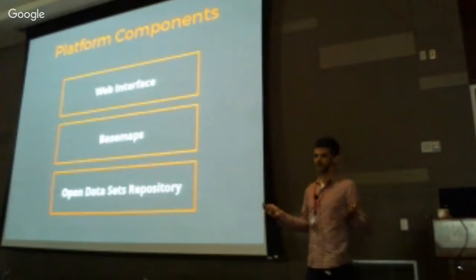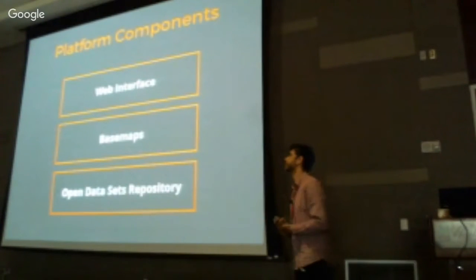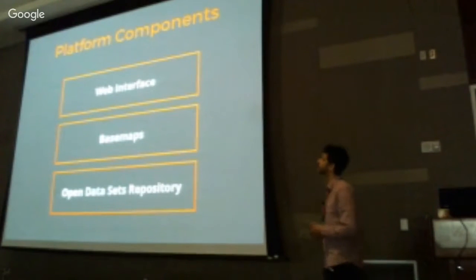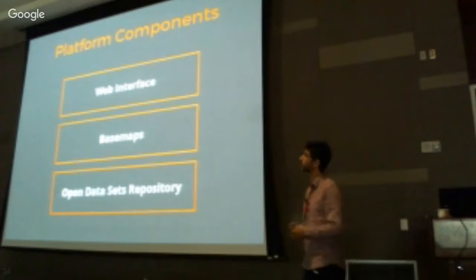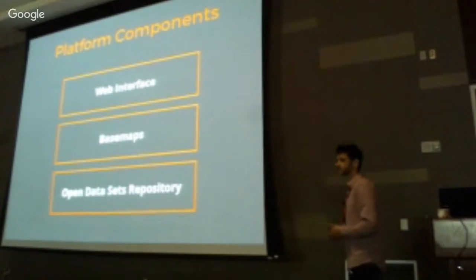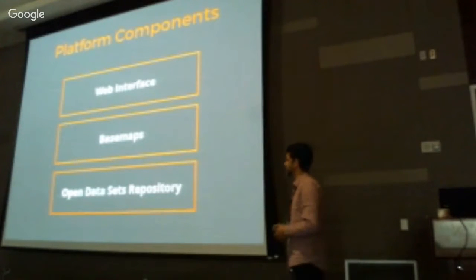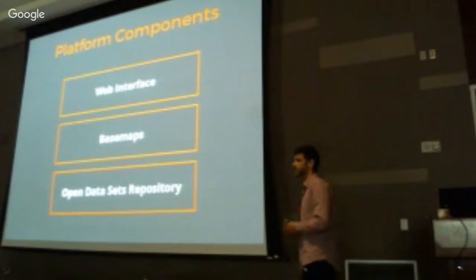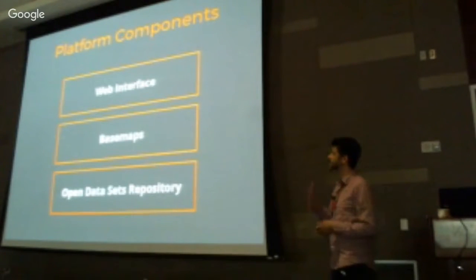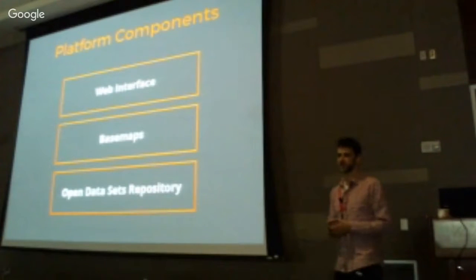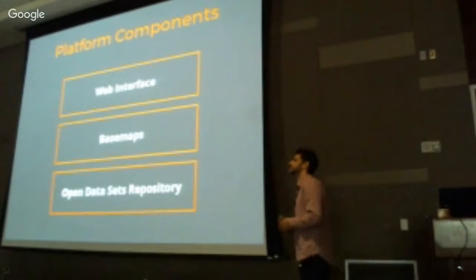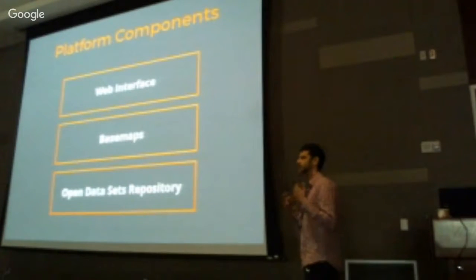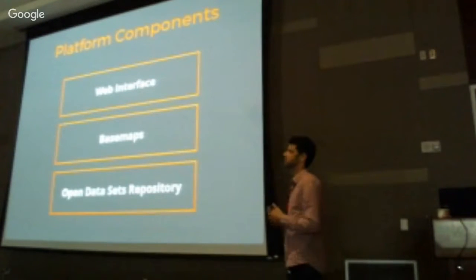Open Planetary Map, I should say, is just getting started. That is just what we want to do. Hopefully in a year's time I will come back and show you more. But those are the main three ingredients that we have in mind for our platform. At the bottom, an open dataset repository. On top of that, we have base maps. And on top of it, we have a web interface that aims to be designed towards engaging the general public with planetary science.